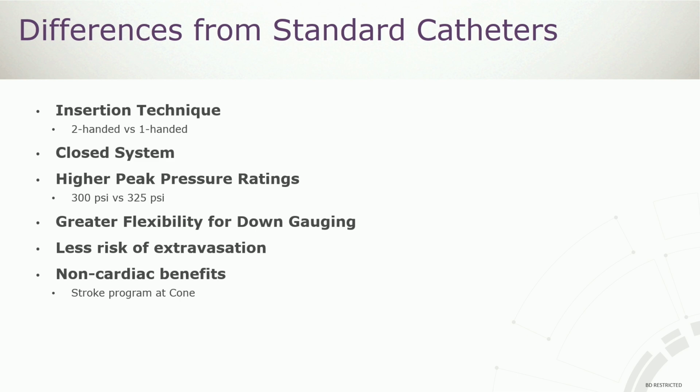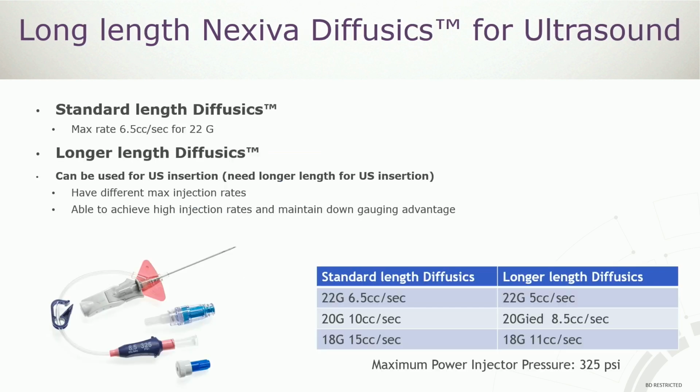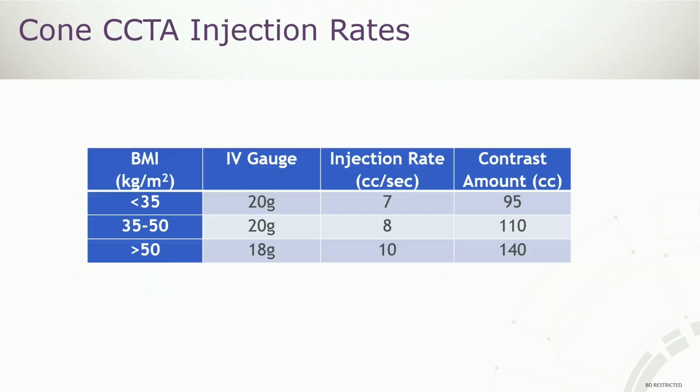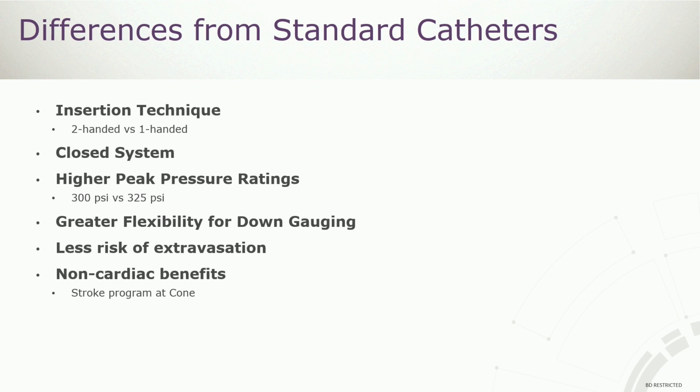And then Diffusix are a closed system. So if you look at this, they have the pigtail already built into the catheter, so you don't have to add anything onto it. The only difference with that is you have to let blood return flow all the way through that catheter so that when you go and flush it with some saline to make sure it's working, you're not injecting air into the patient. And that's a little different from what we were doing before.